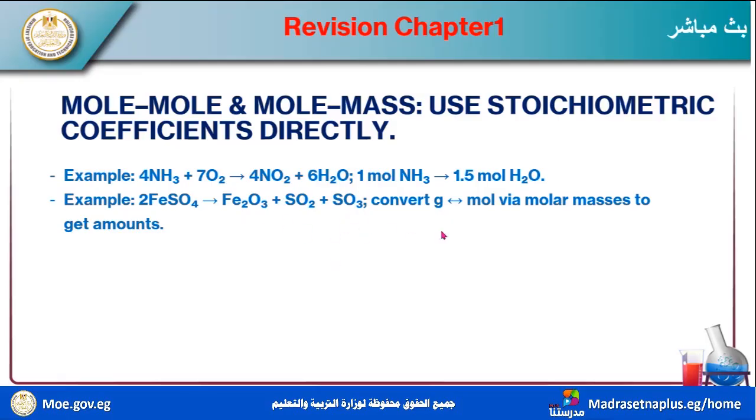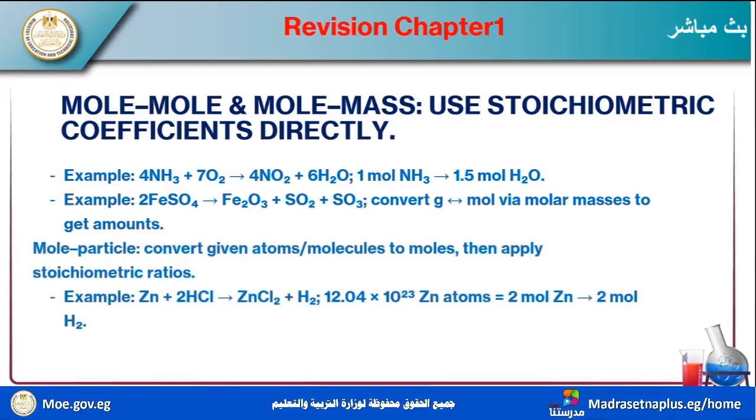Now convert grams to moles via molar masses to get the amounts here. Now you must know the ratio between these components. We have converted the given atoms and molecules to moles. This is still the stoichiometric ratio.